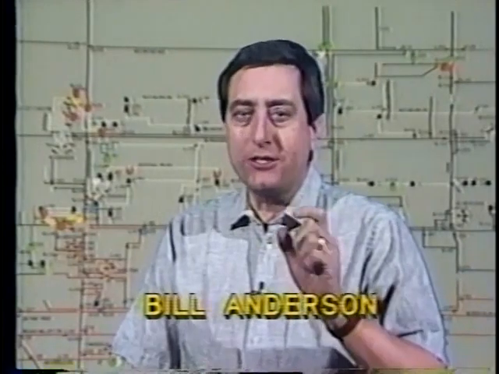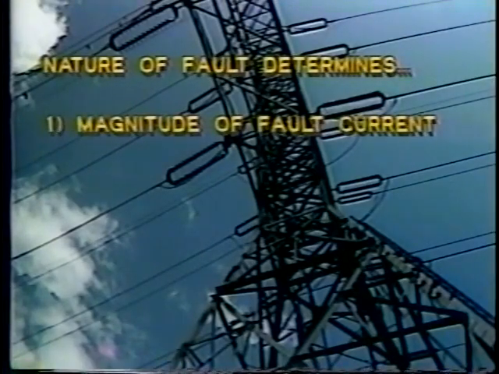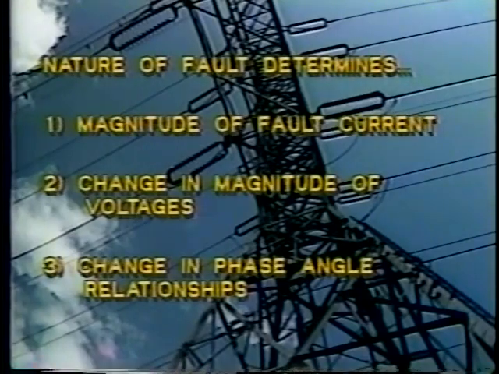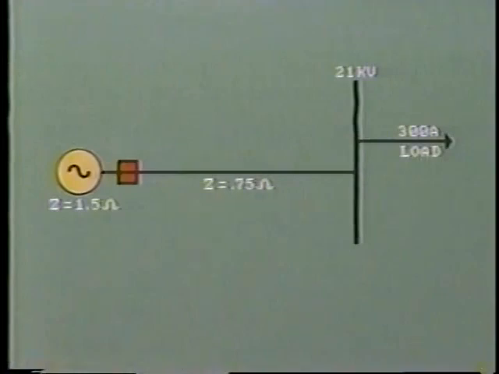The operation of protection schemes and indeed the detection of fault conditions depend very much upon the characteristics of the fault itself. Certainly, the nature of the fault is the principal factor in determining: 1. Magnitude of fault current, 2. Change in magnitude of voltages, and 3. Change in phase angle relationships. In this videotape, we shall be looking at the different types of faults and their effects.